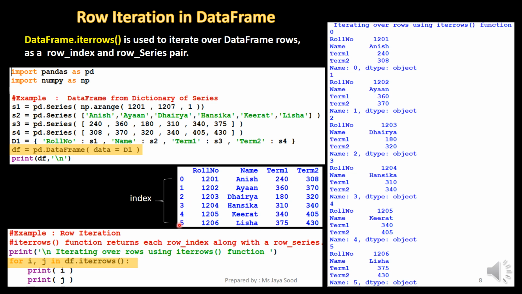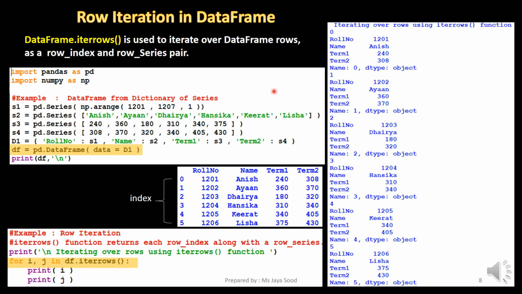Now let us use the iterrows function to iterate the rows in the data frame one by one. For this, we are using a for loop. The method df.iterrows returns the current row index and a series containing the current row data, which will be stored in the variables i and j. Print i will print the current row index and print j will print the series containing the current row data. This for loop will be repeated as long as there are rows in the data frame.